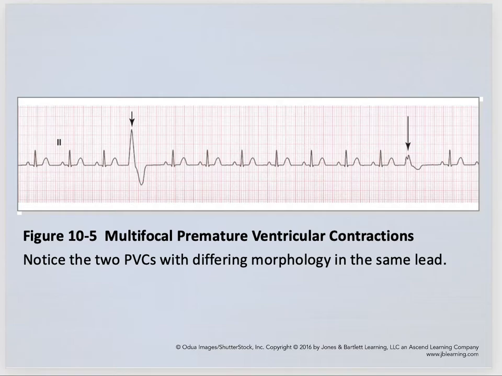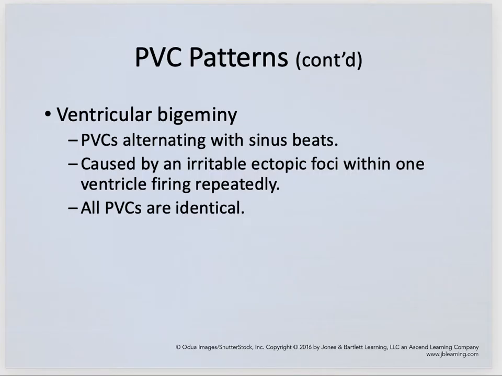So two PVCs happening at random times from a different area. Something called bigeminy. Bigeminy is when you get a pattern: PVCs alternating with a sinus beat. It is caused by an irritable ectopic foci, as all PVCs are, within one ventricle firing repeatedly.